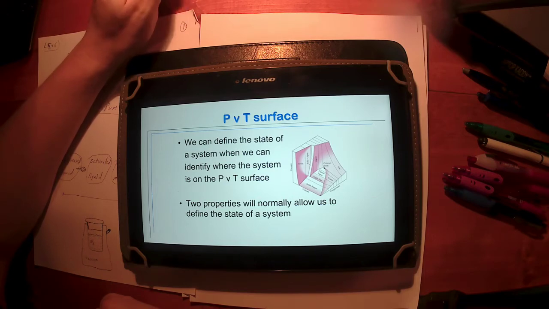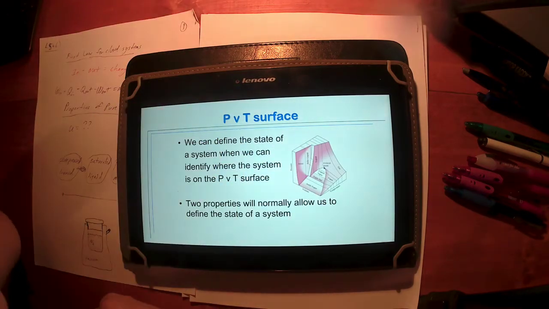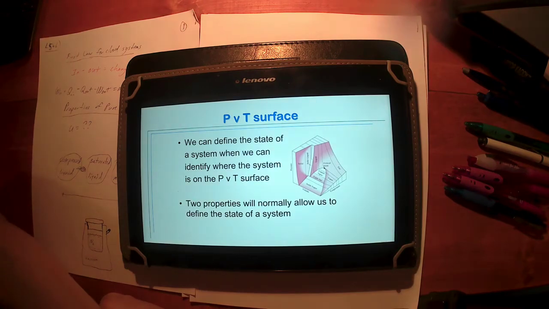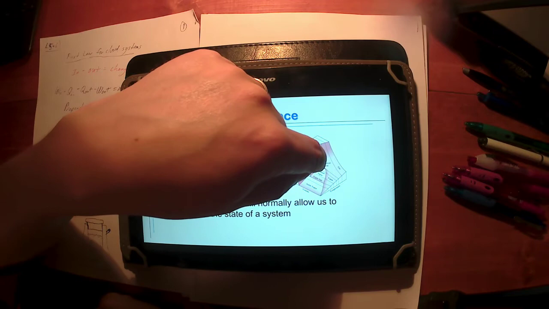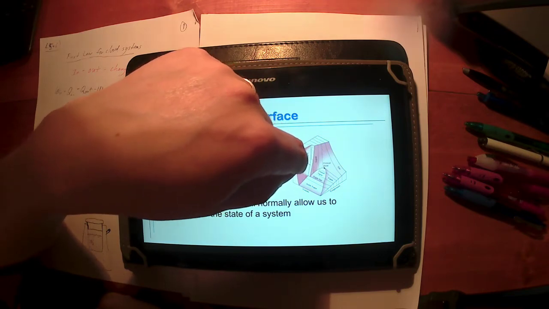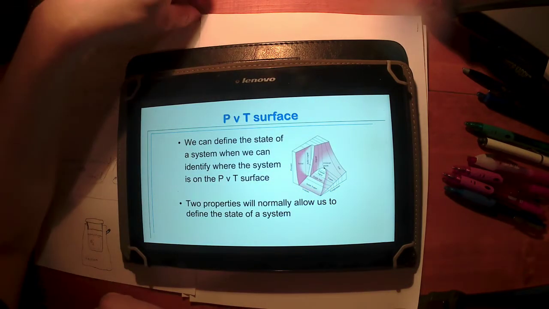But as far as actually drawing this out and plotting a point on this surface, no, we won't do that. Not physically, just mathematically, so to speak. But I do need to know what is my phase. Am I here in the vapor region? Am I in the liquid region? Am I dealing with a solid? Where am I in relation to the critical point?